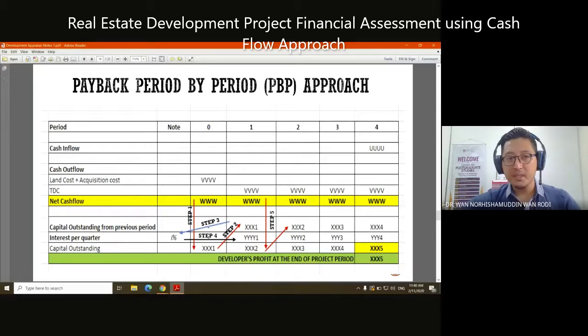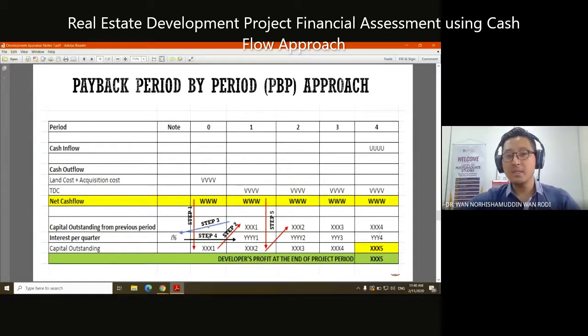So it will become the capital outstanding from the previous period in quarter 2, and then you have to multiply by the interest per quarter, so you will get the amount of interest per quarter. Then you total up the net cash flow and the interest per quarter, and you will get the capital outstanding. So the process will repeat until the end of period 4.